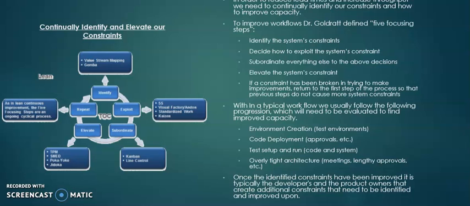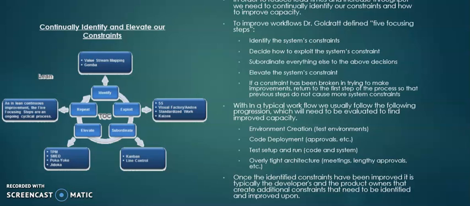Continually identifying and evaluating our constraints. In order to reduce the lead time throughout the whole process, we have to identify our constraints and know how we can improve in those areas. So Dr. Goldratt defined this as 5 focusing steps. They are identifying our constraints, deciding how we're going to use those system constraints, and subordinating everything to the above decisions and evaluating how those items work.